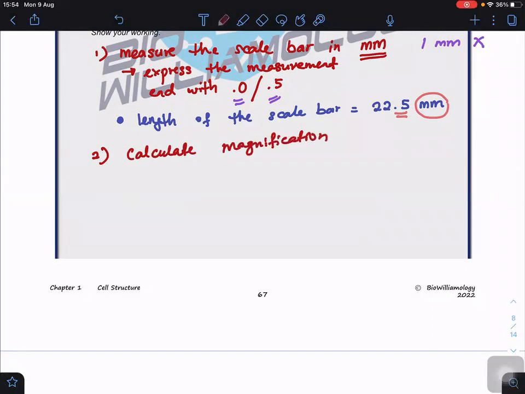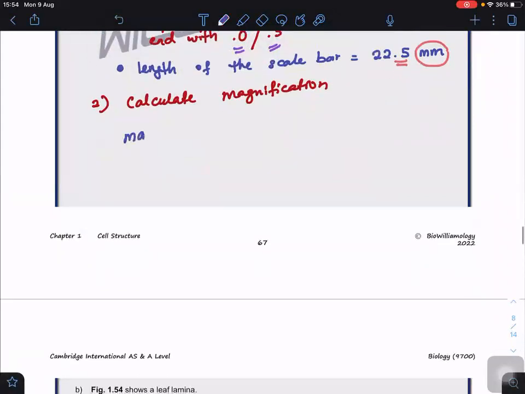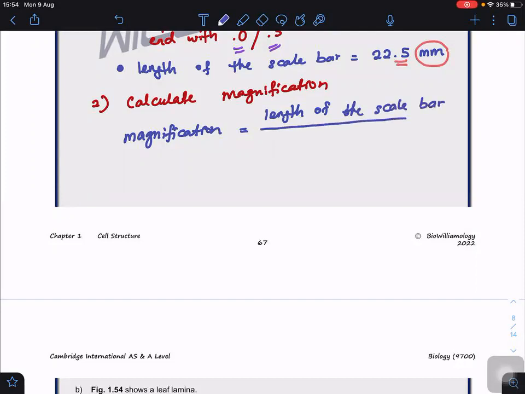Okay, so how do I calculate? I write magnification equal to what? Equal to the length of, now I won't write image. I don't know whether it's cells or what, because I measure the scale bar, right? So I change my formula to become the length of the scale bar divided by the actual length represented by the scale bar.